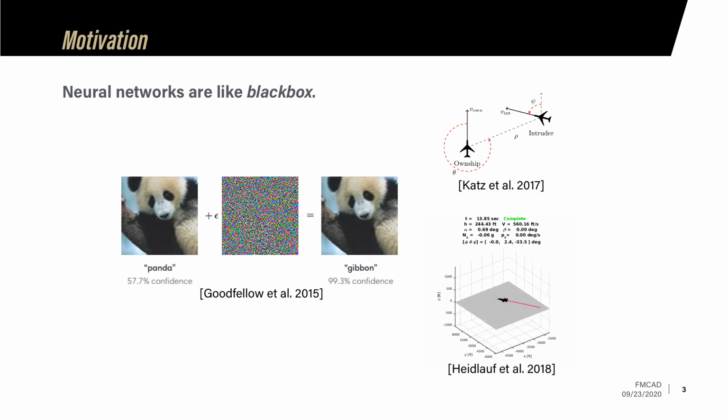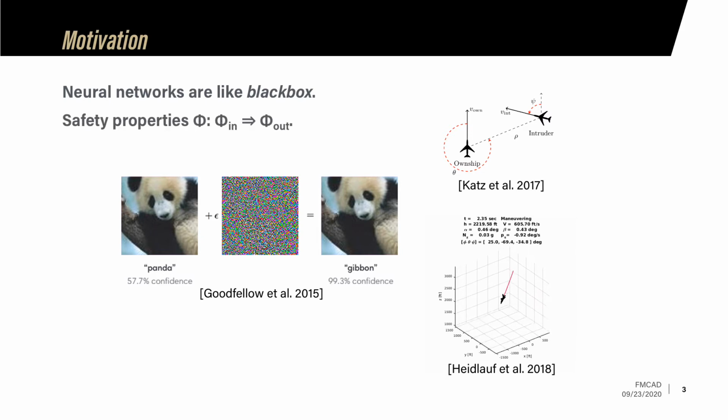In this talk, we are particularly interested in this kind of safety property formulated in the form of input and output constraints. Phi in implies phi out. Specifically, we want to ensure that the unmanned craft controller does make certain actions to avoid the craft crashing onto the ground, just like the bottom right GIF is showing there.